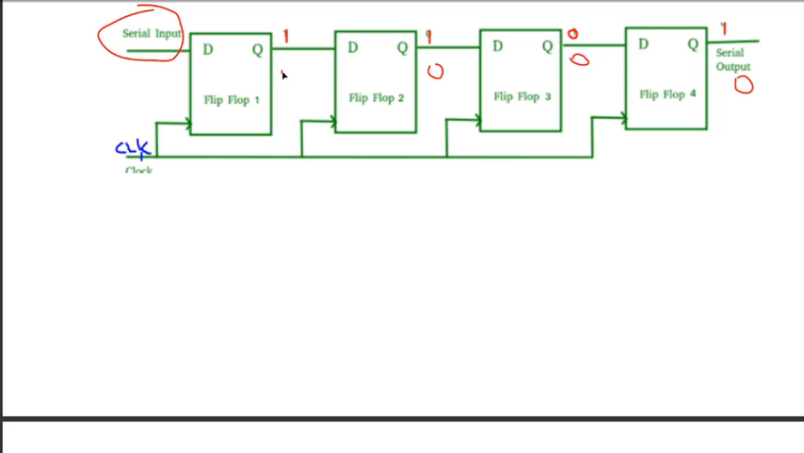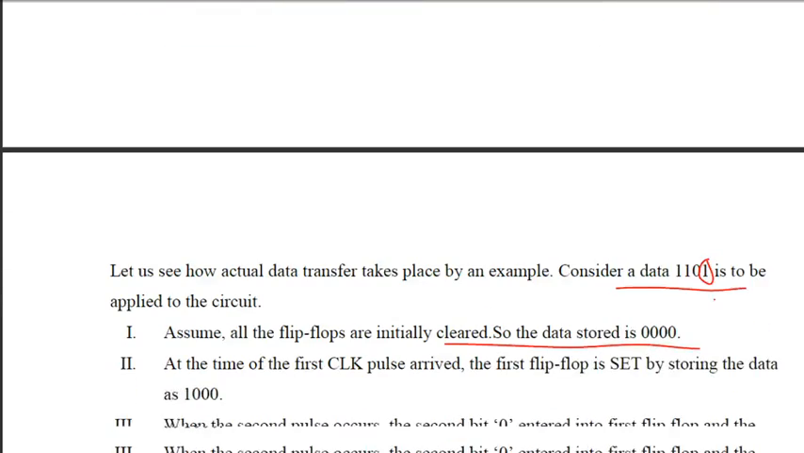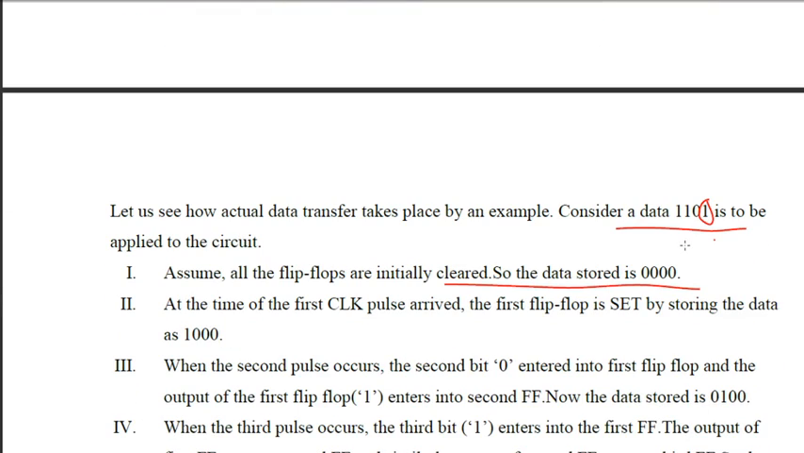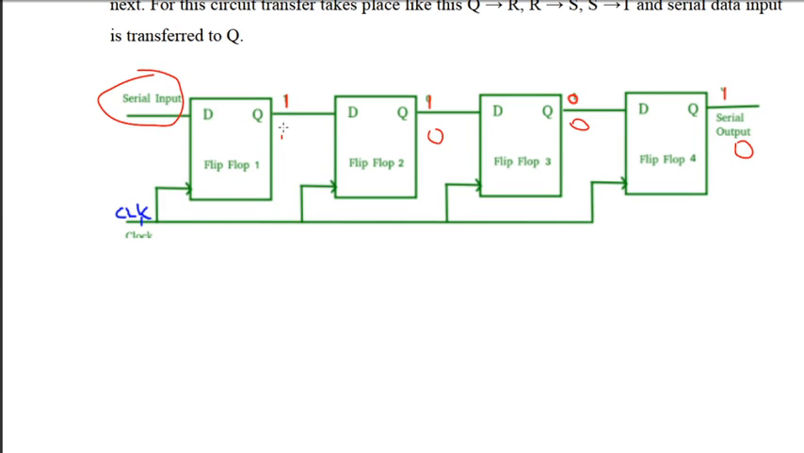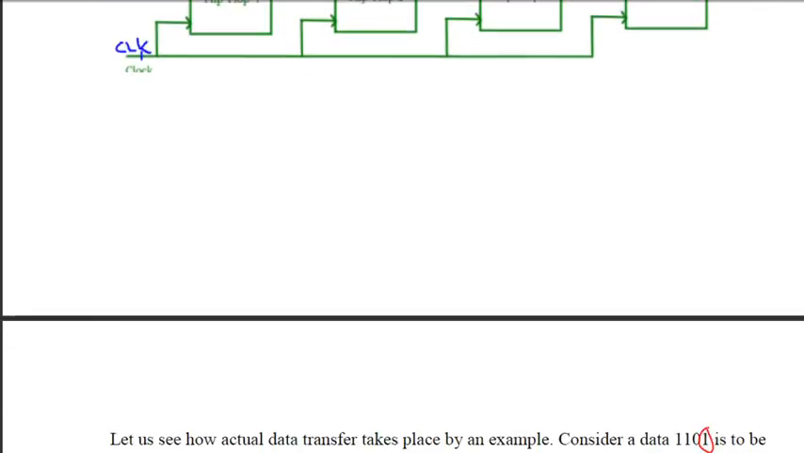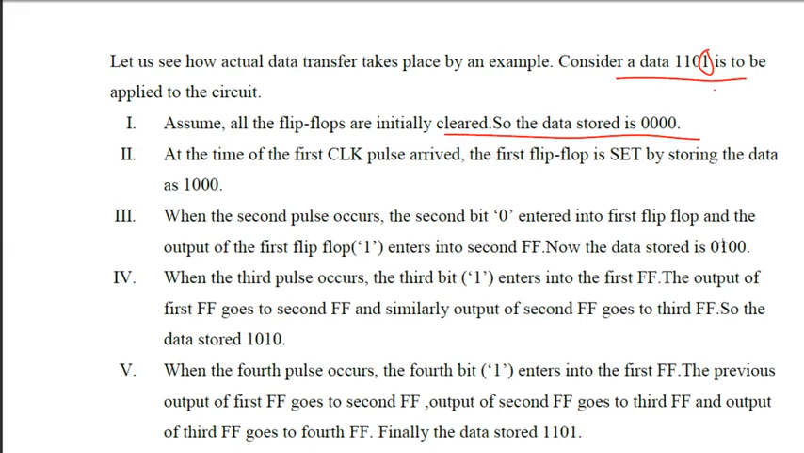Now on the next pulse, we input the second number. The second number will be a 0, so this 0 will go here. This 1 at the output of the first flip flop is given as input to the second, so the output of the second will change to 1. So the next output will be 0 1 0 0. So the data stored is 0 1 0 0.